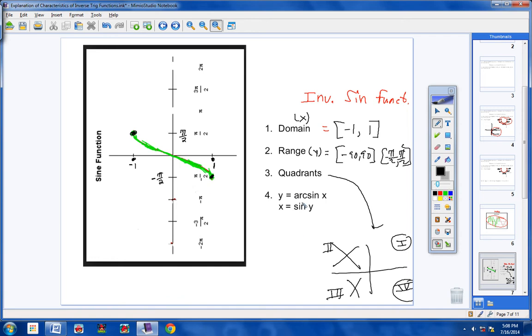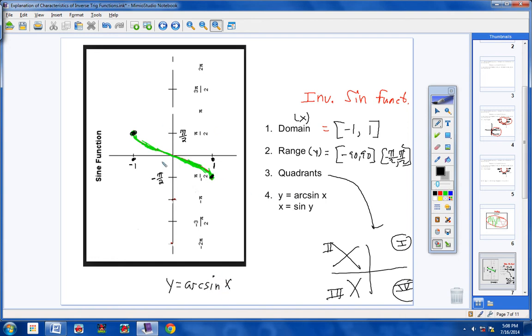All right. Now, what are different ways to write inverse sine? Well, I'm glad that you asked. One way is arc sine. Arc sine means inverse sine. So the graph right here, you could say y equals the arc sine of x.